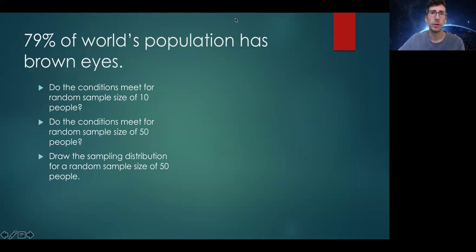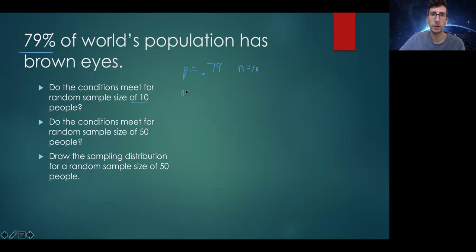For this problem, we're given up top here that the population proportion is 79%. We're told 79% of the world's population has brown eyes. So our p is equal to 0.79. It comes from the problem. And then we're asked if the sample size of 10 people meets our conditions. So what are the two conditions? We have n equals 10.